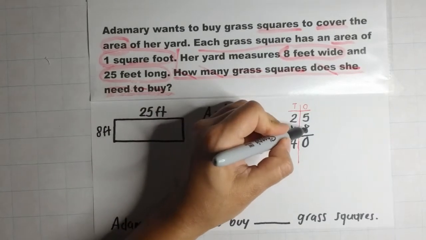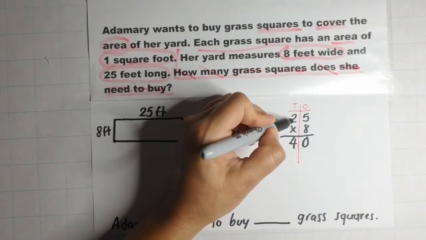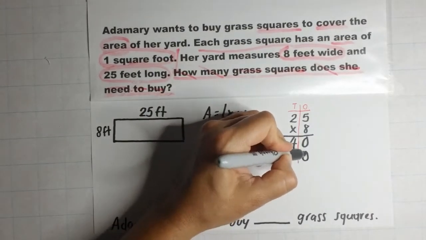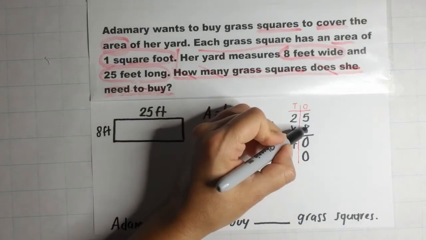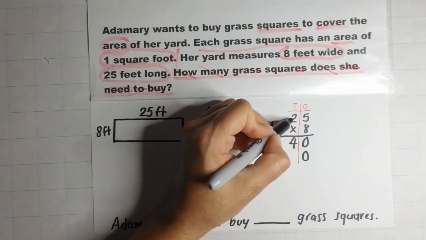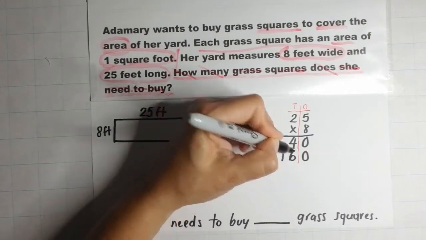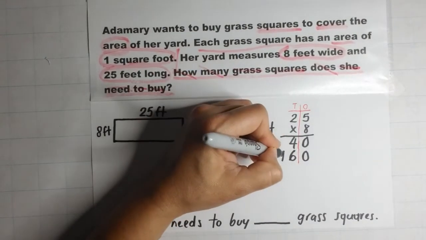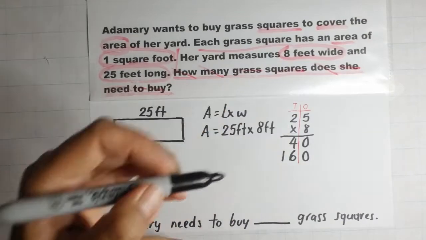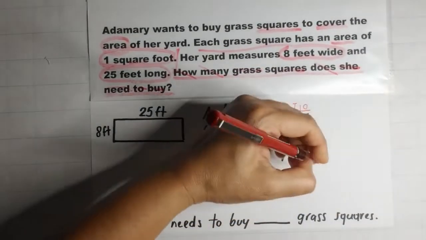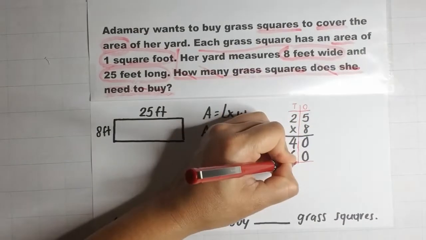Now I'm going to multiply the ones times the tens. So it's 8 times 20. Now when I multiply 8 times 0 of the 20, I'm going to have a 0 as a result, and then I'm going to multiply the tens. 8 ones times 2 tens is going to be 16. 16 tens, when I regroup them, they're going to become 160. Now I'm going to add these partial products to have my answer.